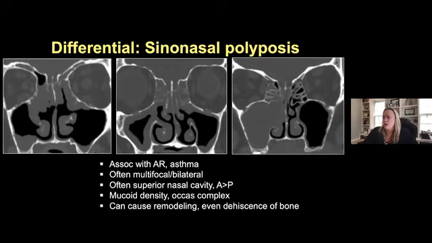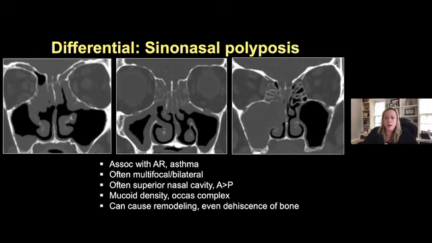So sinonasal polyposis, we see that really commonly in the nasal cavity, and it's often in the superior nasal cavity also. It's associated with allergic rhinitis and asthma. It's an underlying systemic disease. And as in all of these cases, you often see multifocal and bilateral disease, often in the superior nasal cavity and olfactory recess, as in these cases.